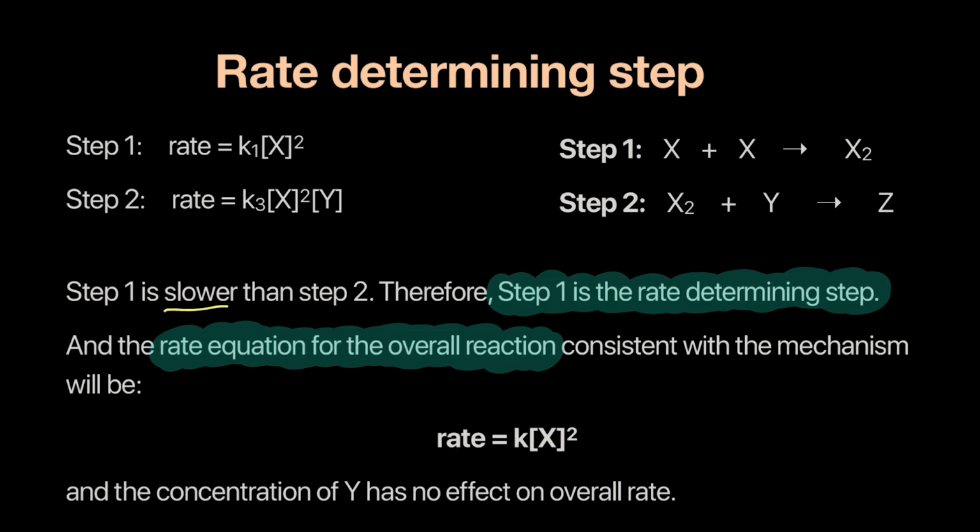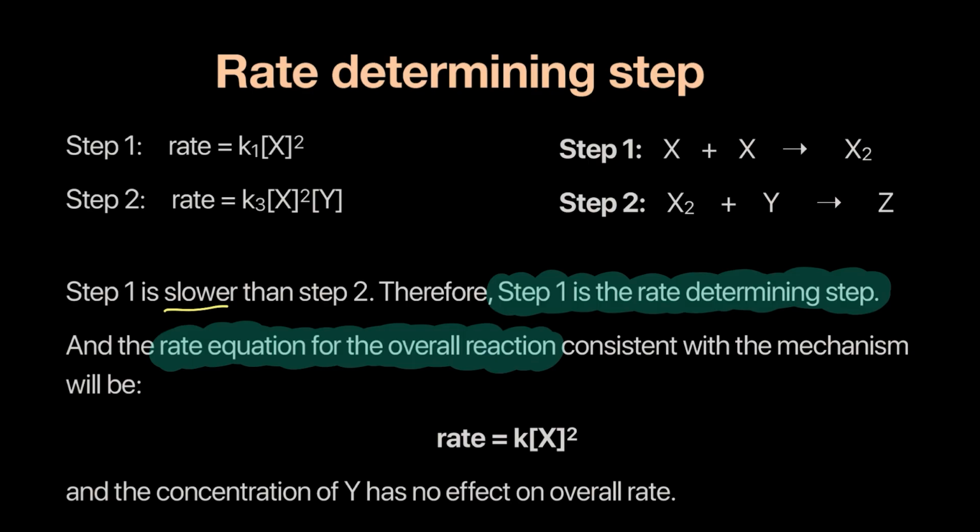And that's why, even though y is part of step 2, step 2 isn't the rate determining step, step 1 is. So for the overall reaction, y isn't part of the rate equation. Y will have no effect on the overall rate. Y will have an effect on the rate of step 2, but it will have no bearing on the overall rate of reaction, because the overall rate of reaction is determined by the rate determining step. I'll show you a couple more examples. But in this particular case, if step 1 is the rate determining step, then this becomes the rate equation.